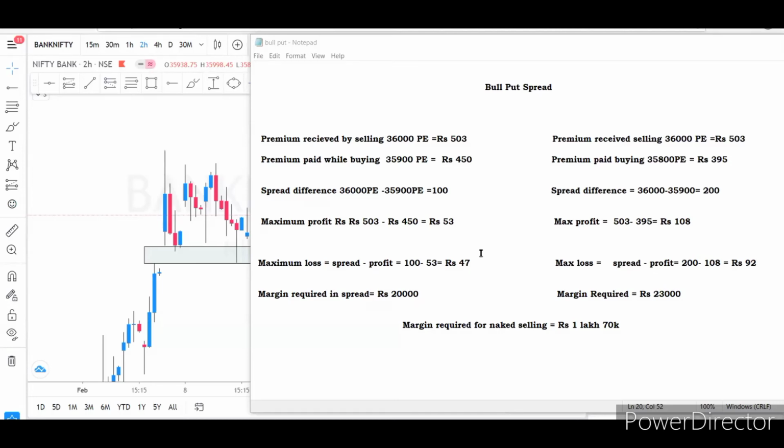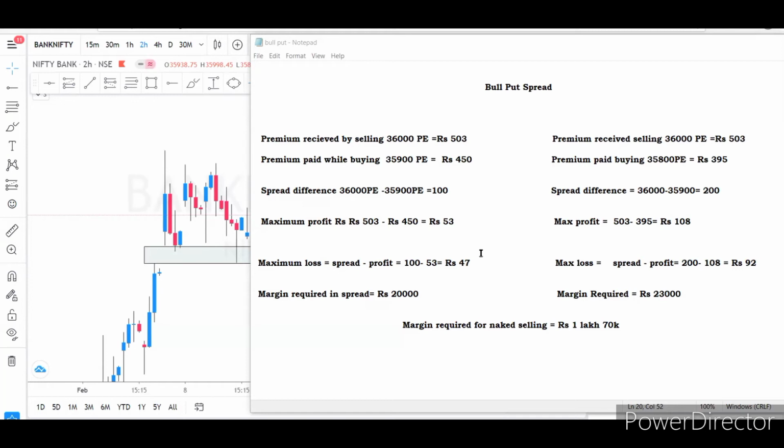In this video we are going to discuss how to calculate risk, reward or margin requirement in any option spread. In one of my recent videos I did a trade using a bull put spread where my risk was rupees 35 and the reward was rupees 65 and the margin requirement was 17,000. Many of the beginner traders, friends, seem to be very confused about how I calculated the risk, reward and how my margin was so less.